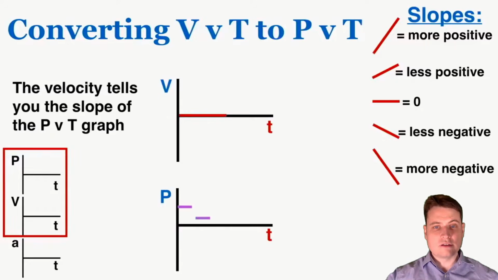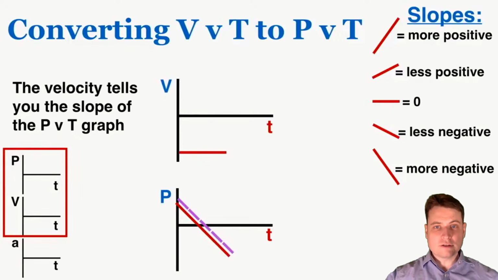This is at a velocity of 0, so that just means that the slope of the position time graph is going to be 0 the whole time. This velocity is negative, so as a result, the slope of the position graph is negative, and this is a very negative velocity, which means a very negative position time graph slope.